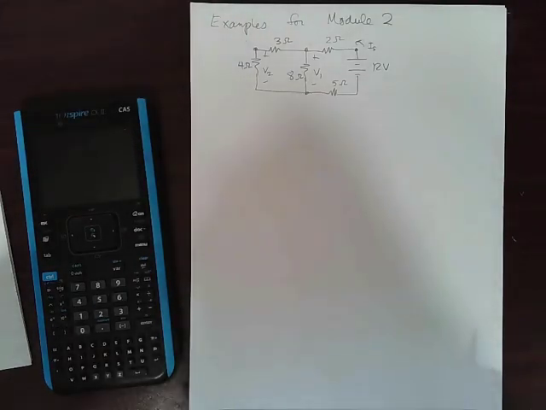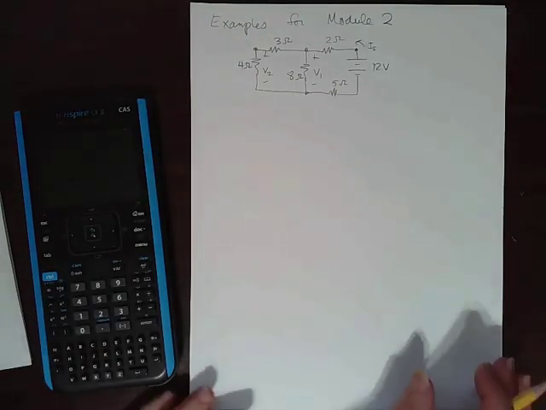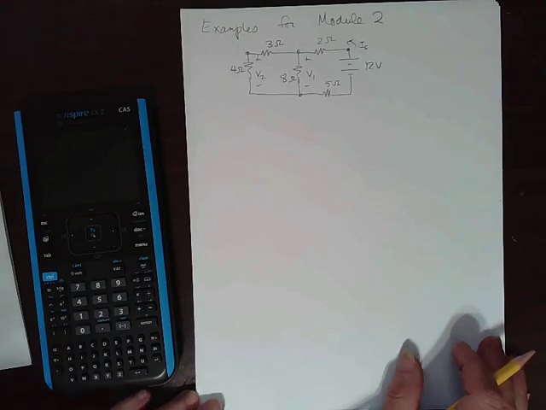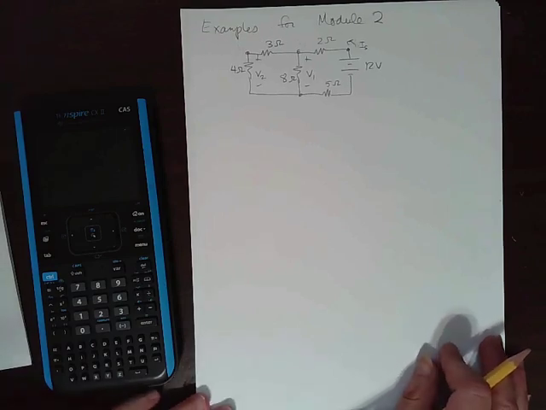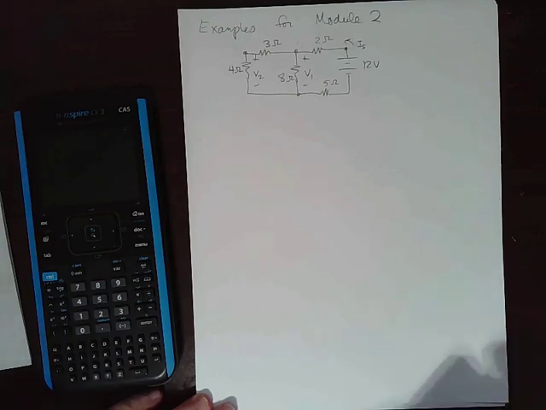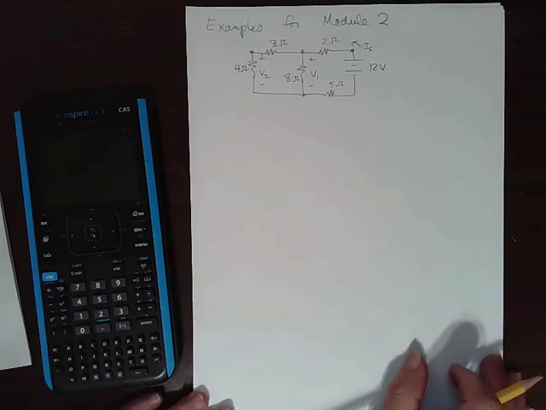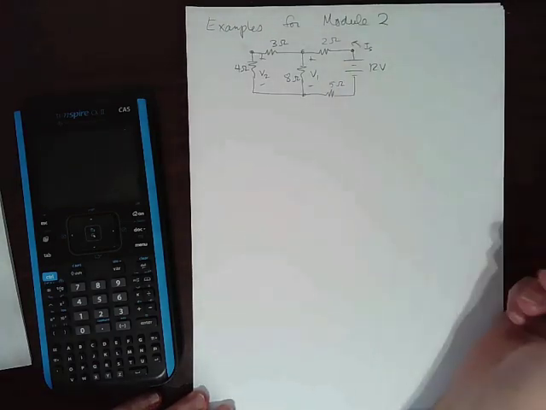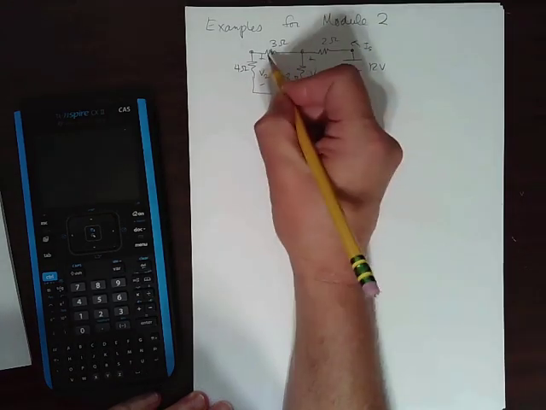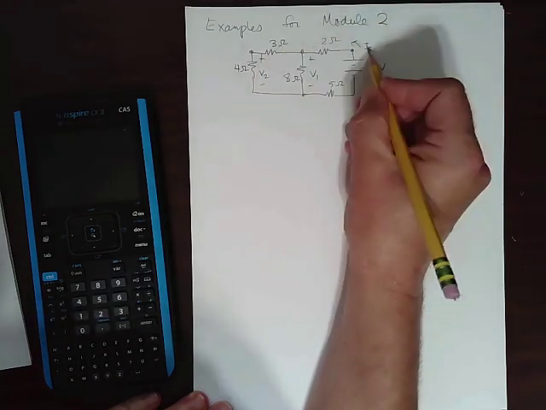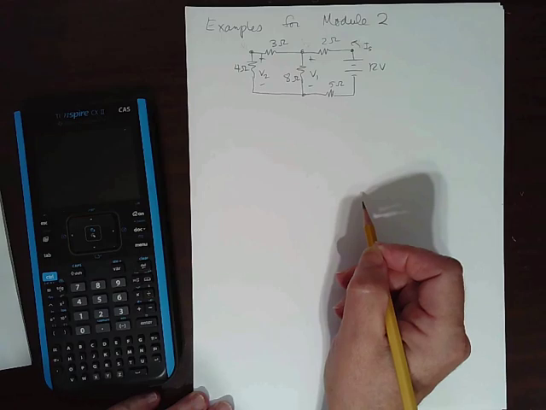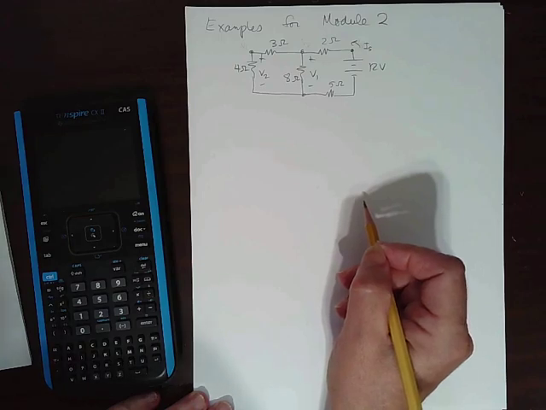Some examples for Module 2, we're looking at things like voltage dividers and current dividers and parallel series combinations, and then finally node voltages. All right, so some good circuit solving techniques here. So let's look at this circuit. Let's say we want to find V1, V2, and IS. And we're going to have 3 or 4 different ways of going about this problem.